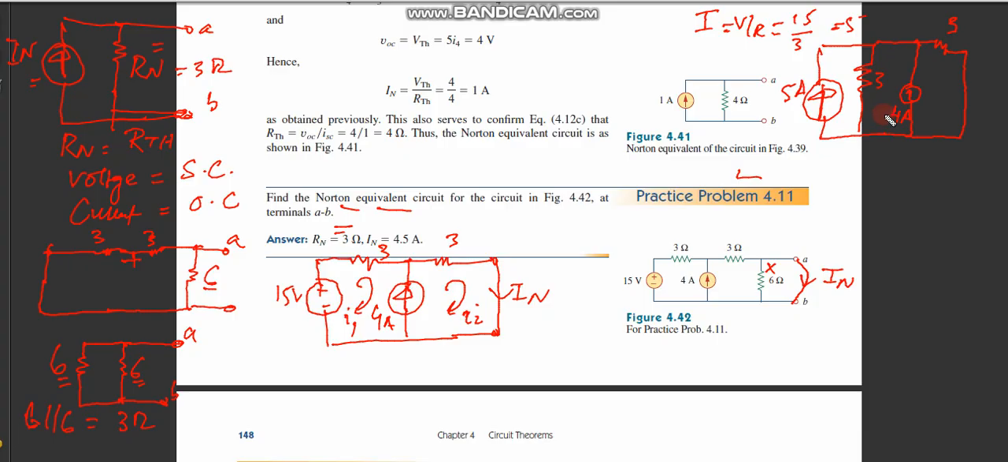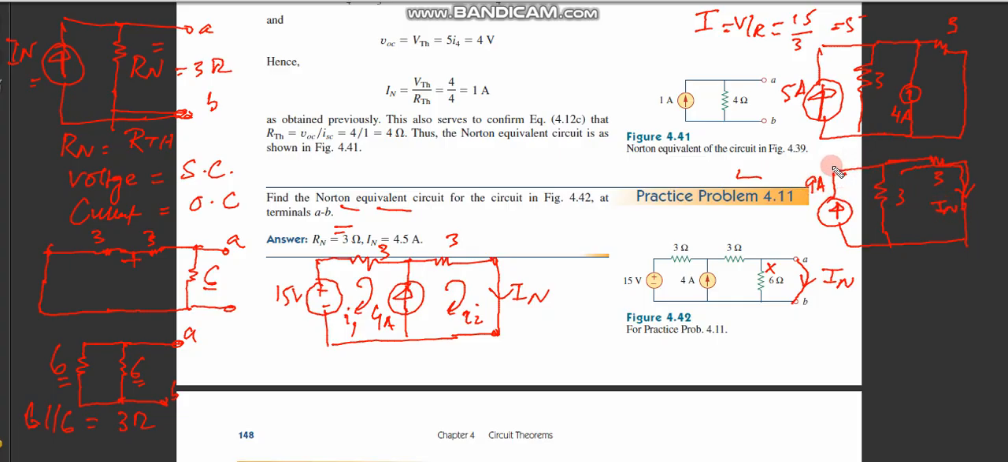So you can see this 5 and 4 ampere actually add in this node. So I can redraw this circuit. This is equal to 5 plus 4 is 9 ampere, and then this 3 over here, and then I have this 3 again in this branch. This is my circuit, and this is the circuit I was interested in, which is my In.